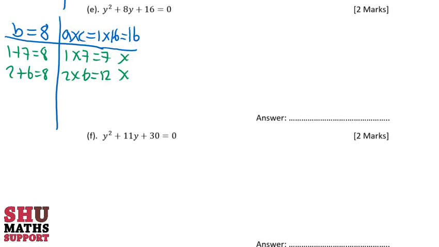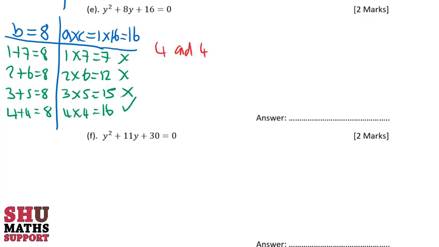And 3 plus 5 is equal to 8, and 3 times 5 is equal to 15, which is also no good, so let's try again. If we do 4 plus 4, that's equal to 8, and 4 times 4 is equal to 16. Bingo, we've got it.